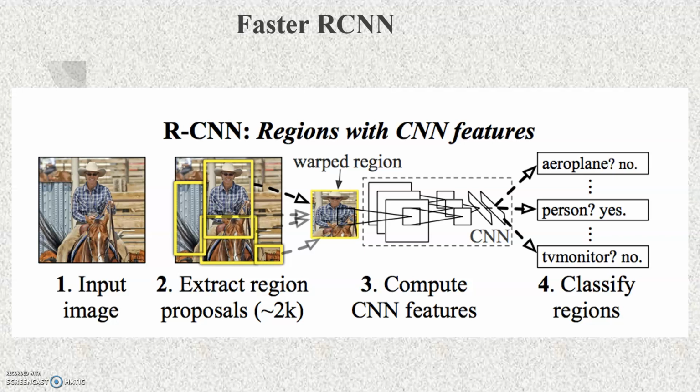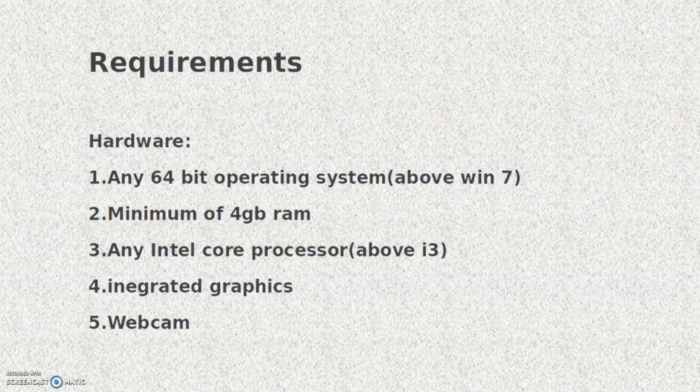And this is the architecture of the RCNN model. It has different phases such as extract region, compute CNN features, and classification region. All these layers are wrapped to form a single region, to decrease the complexity and increase the accuracy. Faster RCNN also improves the processing speed of the model, and the hardware requirements are a 64-bit operating system and a minimum of 4 GB RAM, an Intel core processor, and a webcam to take the input.